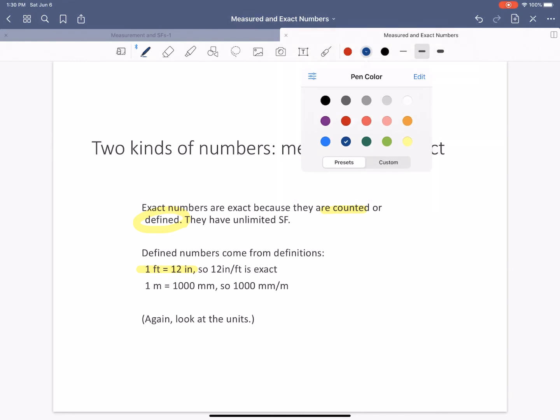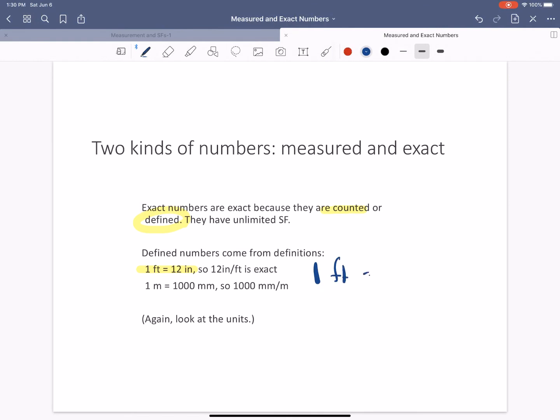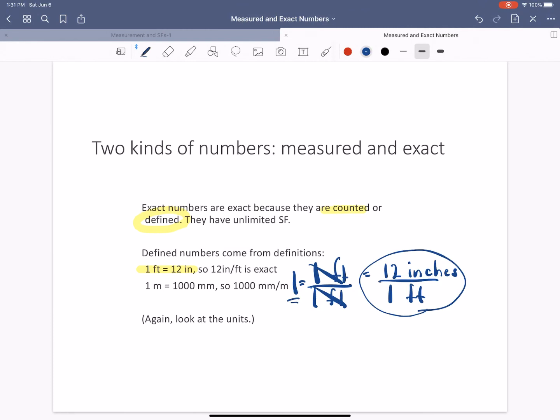So if I start with 1 foot equals 12 inches, and I'm going to do some math, divide both sides by 1 foot. That's a legal operation. Anything over itself is equal to 1. I now have a relationship, 12 inches per foot, that is equal to 1, exactly. And so if I see this quantity, 12 inches per foot, I can look at those units, and then I can check the number and see, oh, that came from this definition. 1 foot is 12 inches.